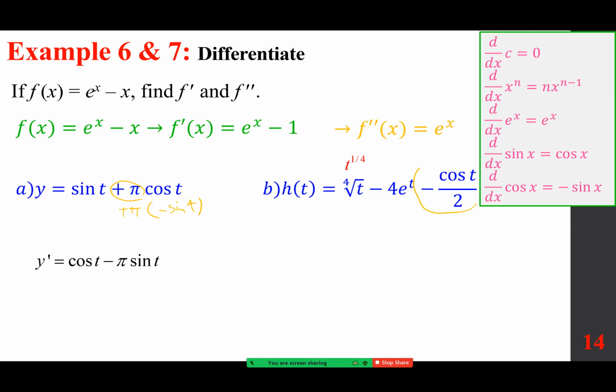I want to make sure everybody can see what happens here. This one, you have negative and the denominator is 2. That means negative 1/2 is the coefficient, so nothing happens. But what happens to cosine is that the derivative is negative sine. So negative times negative makes it positive.